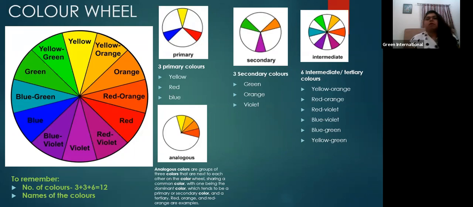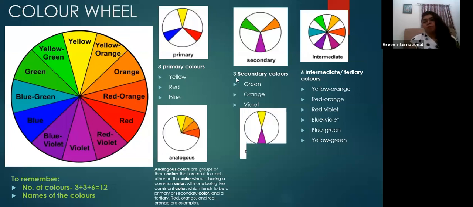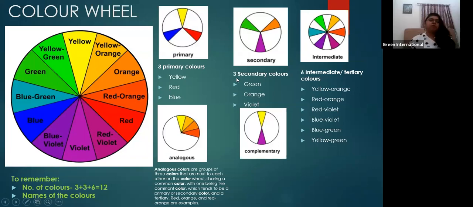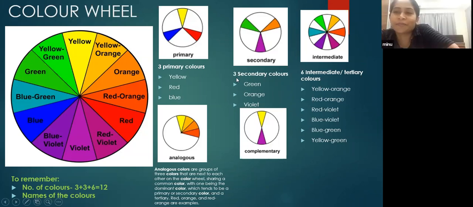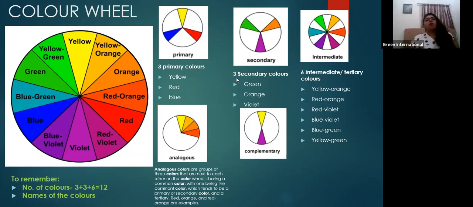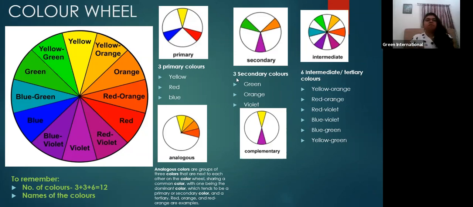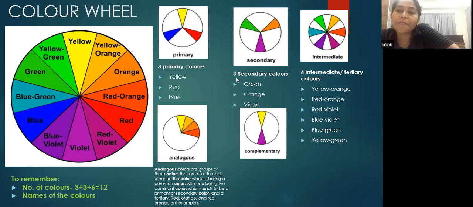Okay, and then you have complementary colors. Does anybody know what is a complementary color? Those are the opposite. Opposite. Okay, it's evident that it's opposite, but what happens when they combine? They cancel each other. Yes, they cancel each other. So they either become white or they become black, or gray. Okay.